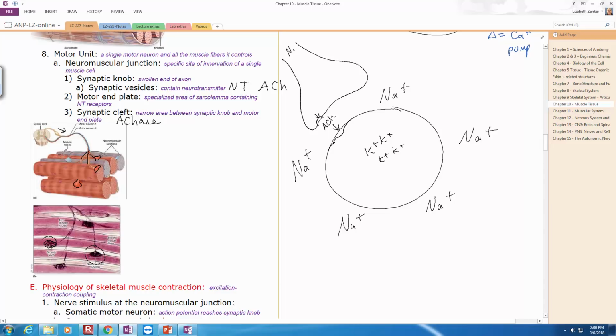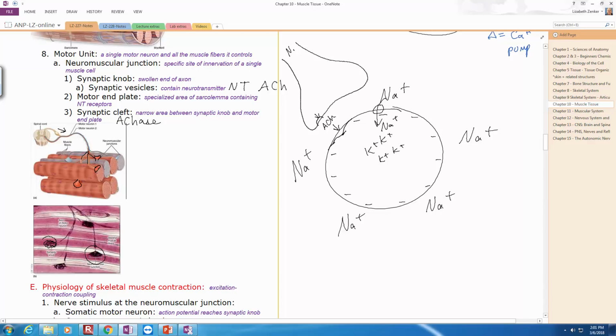If it attaches there, this will then open sodium gate channels. And I don't remember if you guys remember when I drew a cell before, we have these negative charged proteins. So overall, our muscle cells or any cell has an overall kind of negative charge on it. So if all of a sudden, if ACH attaches here and it opens sodium gate channels and lets sodium rush in because it's going from high concentration to low, correct?